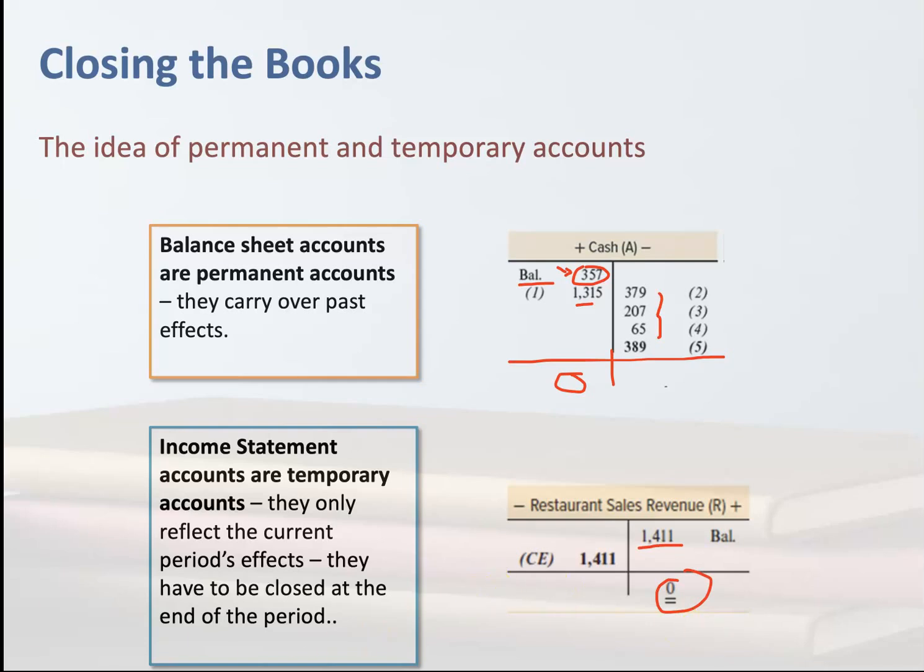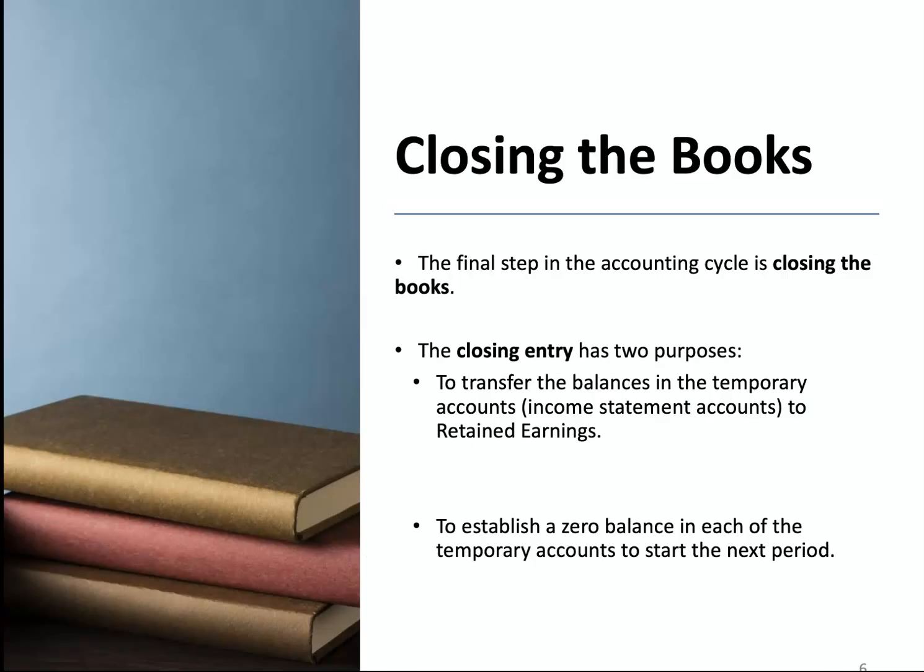So that's the idea. Now, when we close the books, obviously you only close temporary accounts. You will never close permanent accounts. Permanent accounts do not close. So how do we close? When we close the accounts, we transfer the balances in the temporary accounts into retained earnings.